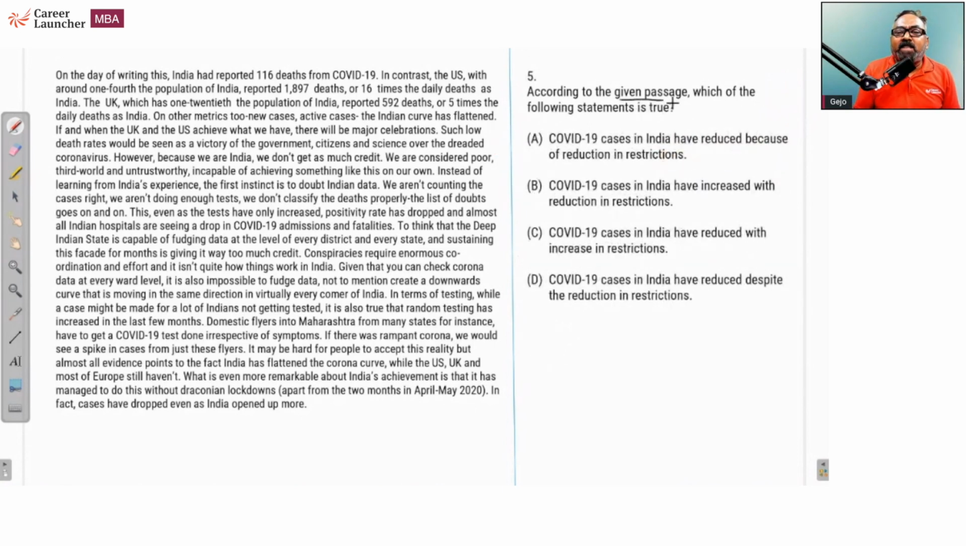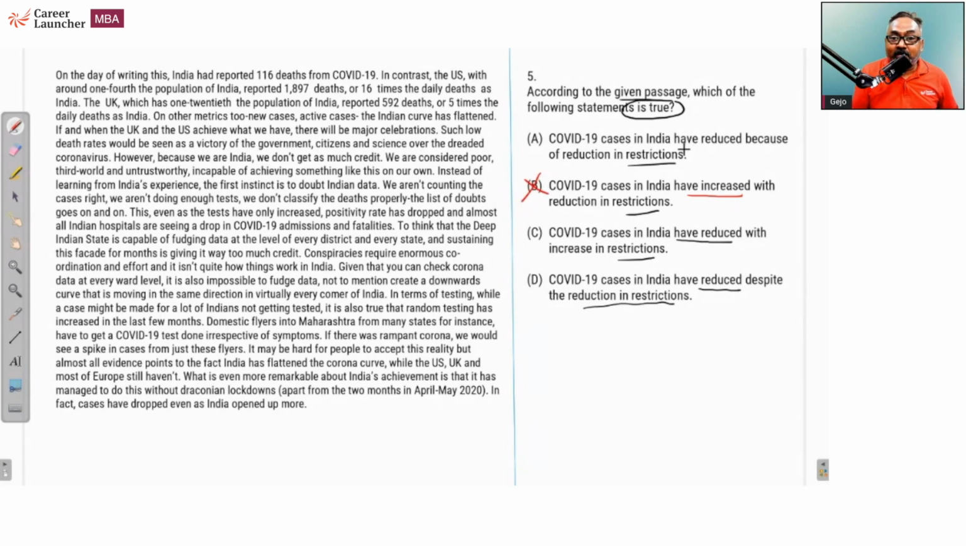According to the given passage, which of the statements is true? COVID-19 cases in India have reduced because of reduction in restriction. COVID-19 cases in India have increased with the reduction of restriction. COVID-19 cases have reduced with increased restriction. Reduction of restriction. At this point in time, this is very specific. Now, what may happen is we forgot where this restriction is. You might want to go back and check. Maybe you're thinking that COVID-19 cases in India have reduced, which is true. Cases have increased, that is false, right?